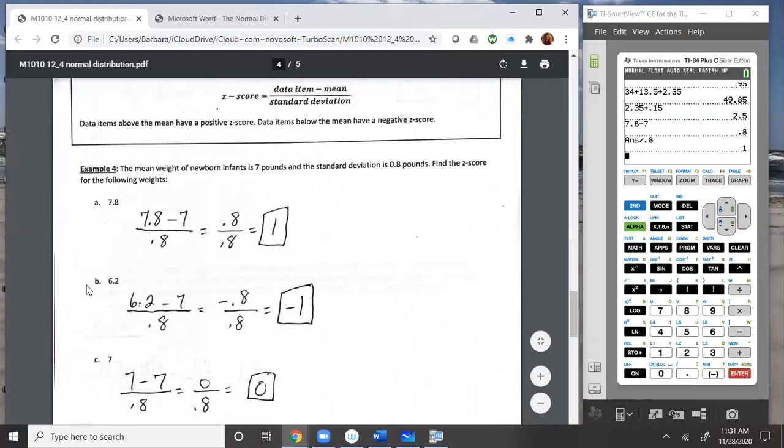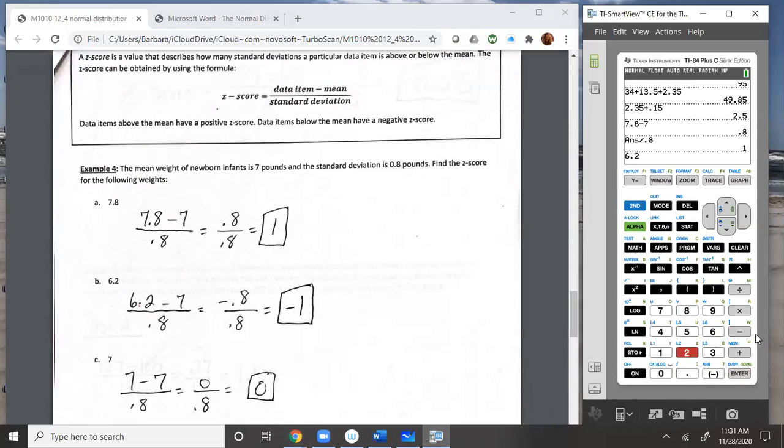Let's do 6.2. So we have 6.2 minus 7 divided by 0.8. That's equal to -1. So the 6.2, the weight of this newborn, has a z-score of -1, which means that this newborn is one standard deviation below the mean.